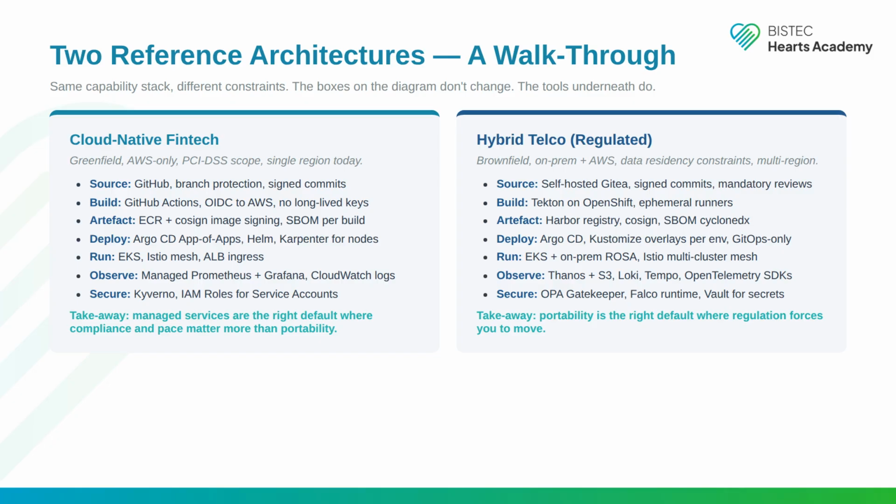When you draw your own reference architecture, name the constraints first, then pick the tool that survives them. Tools chosen without constraints are accidents of which vendor your team knew first.